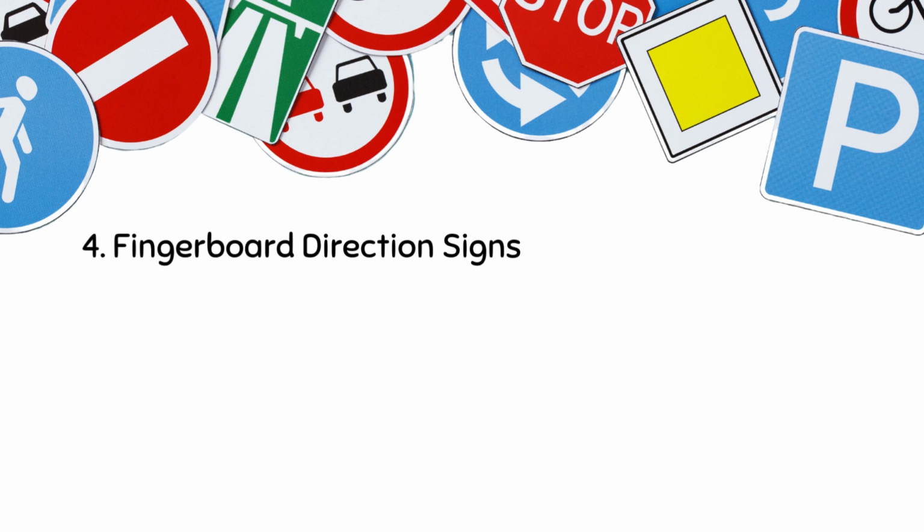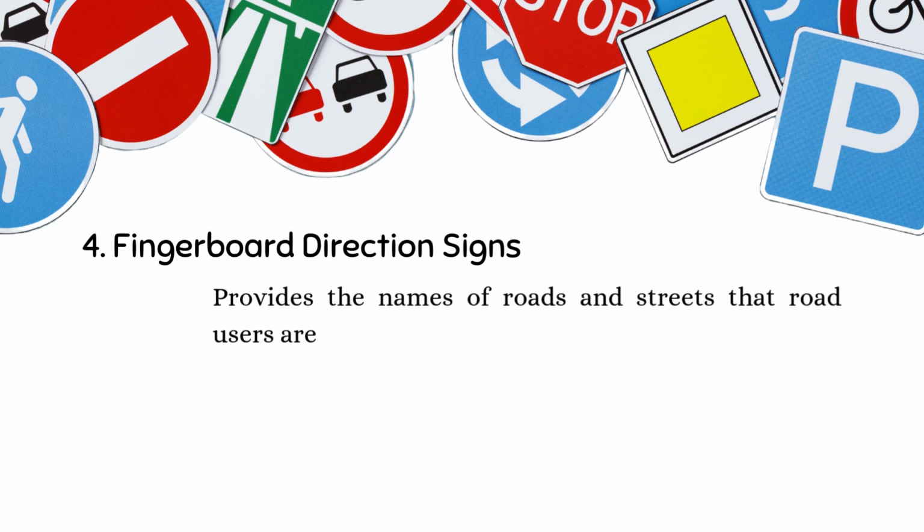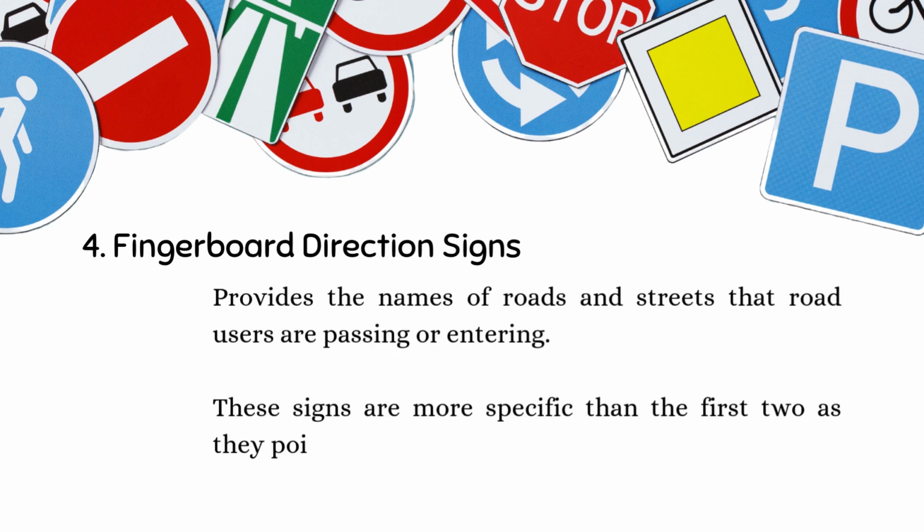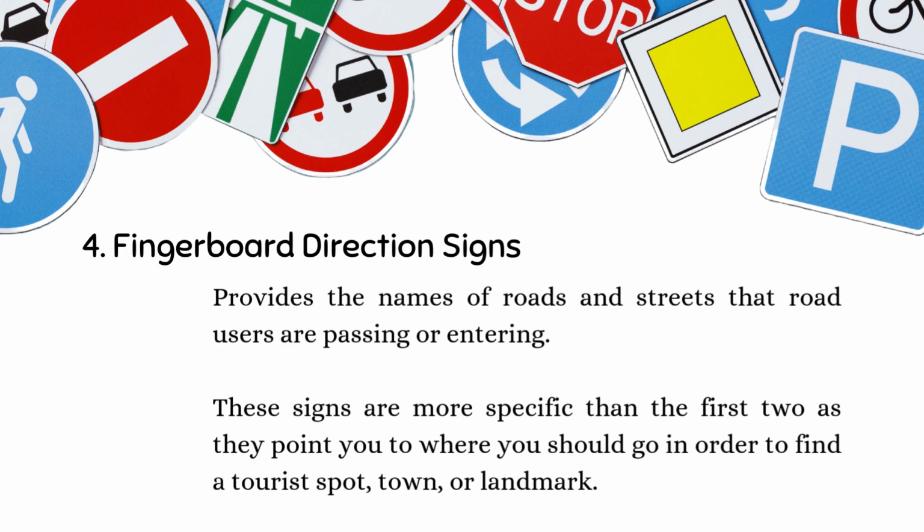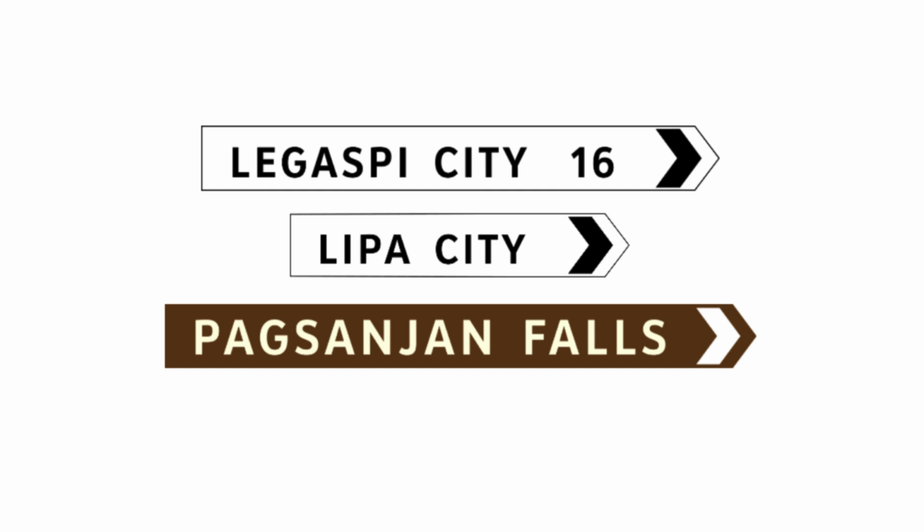4. Fingerboard direction signs. Provides the names of roads and streets that road users are passing or entering. These signs are more specific than the first two as they point you to where you should go in order to find a tourist spot, town, or landmark. These are examples of fingerboard direction signs.